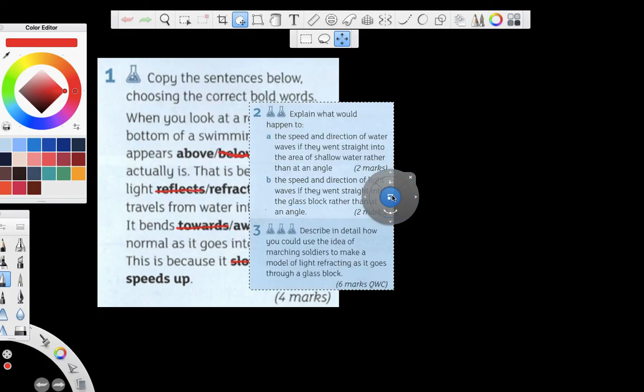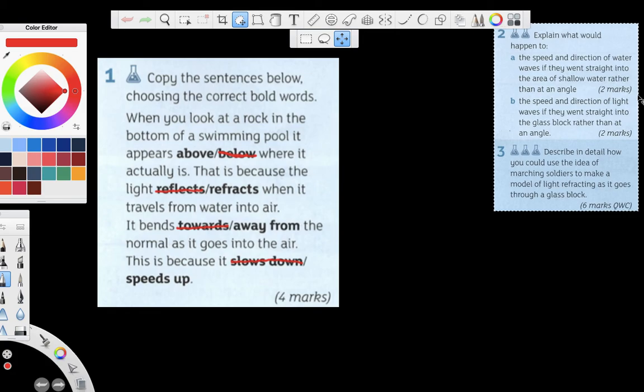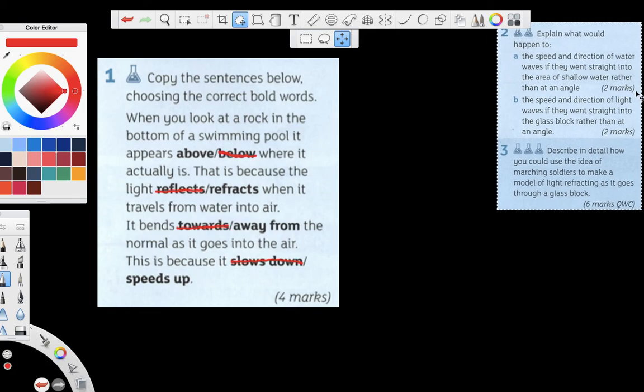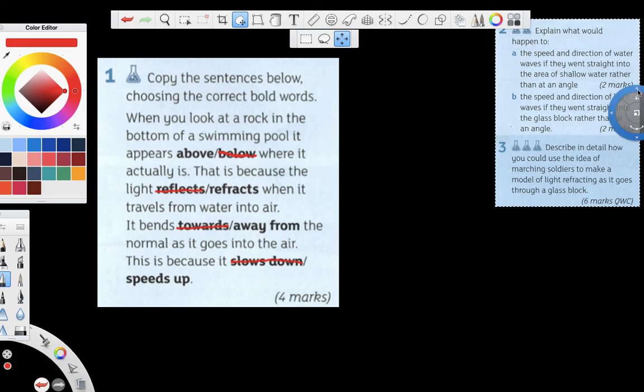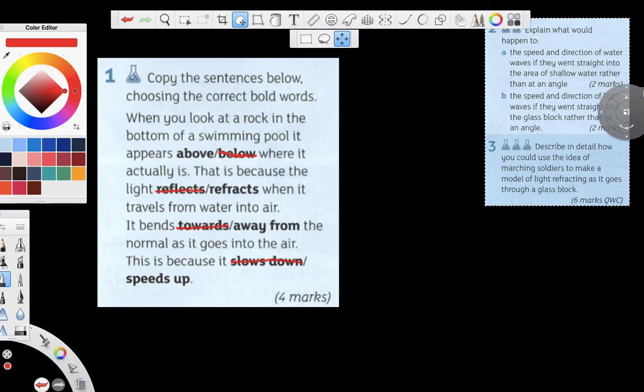So let's add the final two questions. I'm going to make these a bit smaller. In fact, I might just keep it like that and put it up here. So, question 2A.